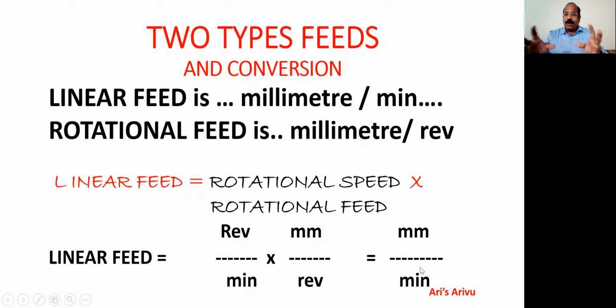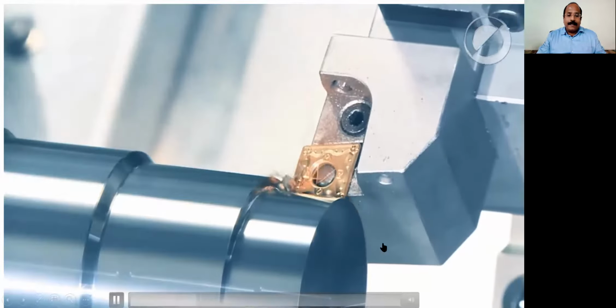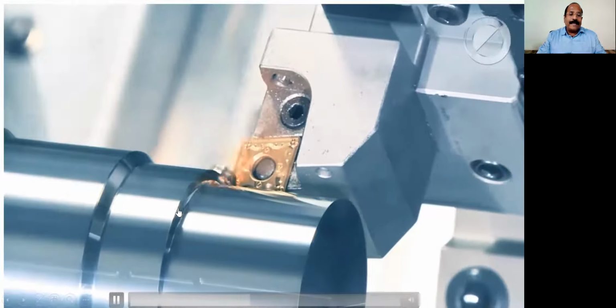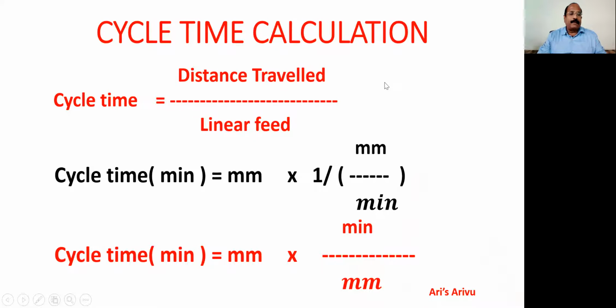Understand this in logical sequence so that you don't forget the formula. If you try to memorize this formula, you may make a mistake, so let us be very careful about it. The length of travel is required to calculate the cycle time for a particular operation. Let us come to the cycle time calculation now.